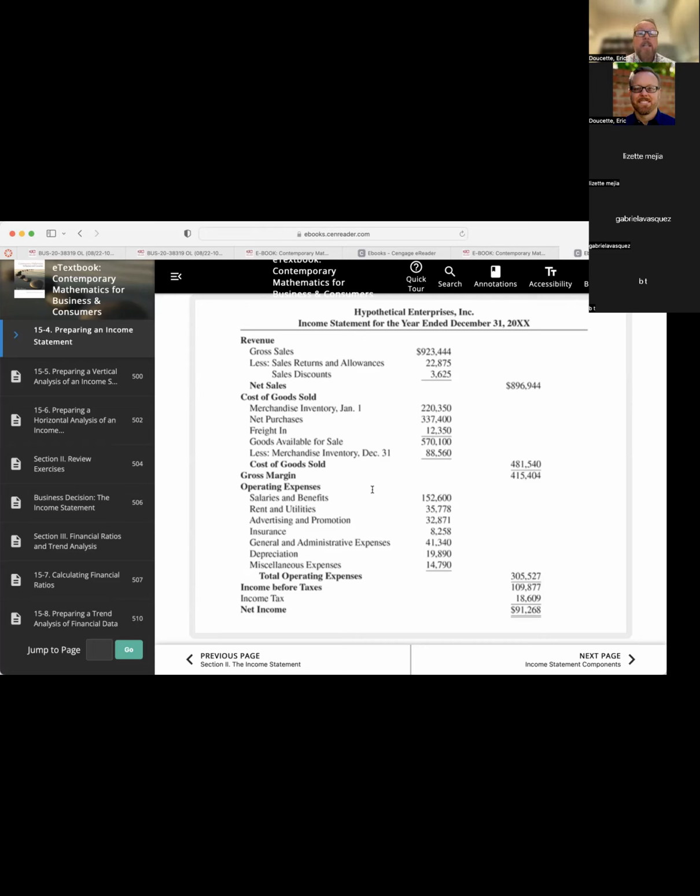Then your cost of goods available for sale is the total of all those things. And then you have to minus your merchandise inventory at the end of that period. So after you add all those up, that comes out to 578,100, and then you minus the merchandise inventory that you still have remaining at the end of that period, and that comes out to 88,560. So you minus that from the 570 because you still have that as an asset, and that comes out to cost of goods sold at 481,540, and you have to subtract that from your net sales.